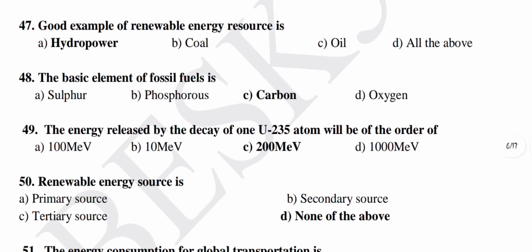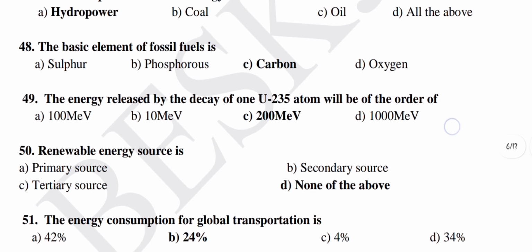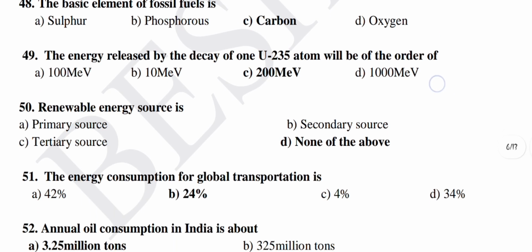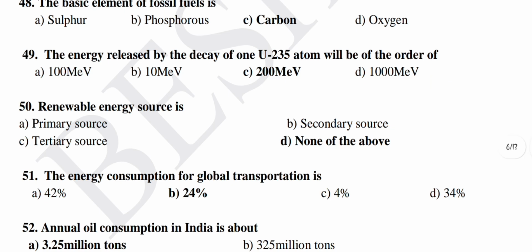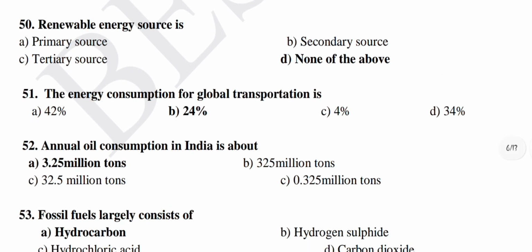A good example of renewable energy resources is hydropower. The basic element of fossil fuel is carbon. 49. The energy released by the decay of one U-235 atom is of the order of 200 MeV. Renewable energy source: none of the above. None of the above, because primary source, secondary source, and tertiary source are not renewable sources.